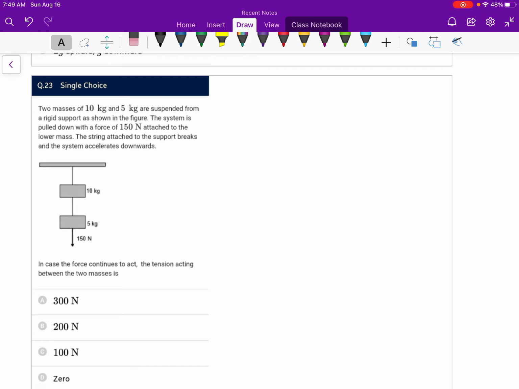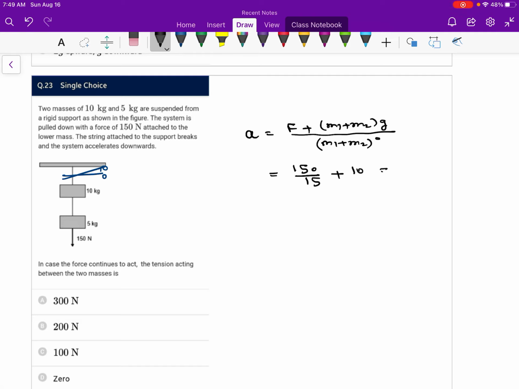The string attached to the support breaks and the system accelerates downward. So this support is broken. Now the acceleration of the complete system is F plus m1 plus m2 g upon total mass, which is m1 plus m2. So this is 150 plus 15 plus 10 g upon 15 plus 10, that is 20 meter per second squared down.